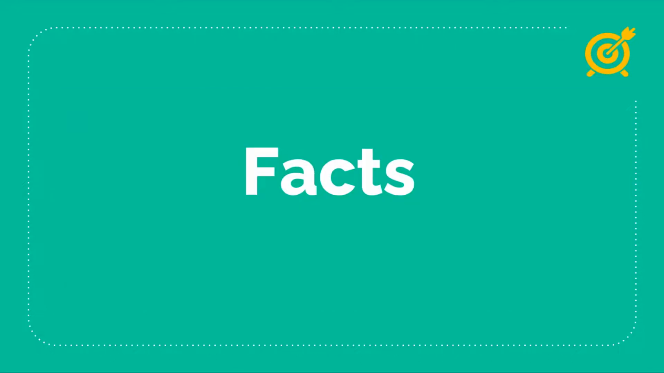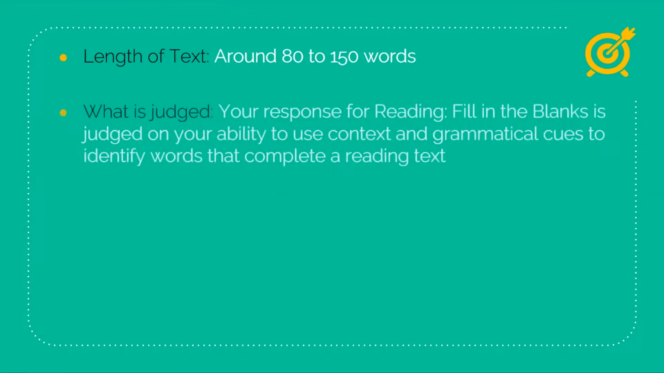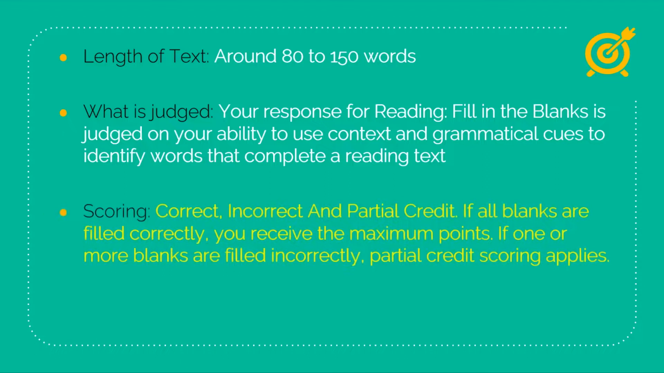Facts. The length of the text passage is around 80 to 150 words, and this task judges your ability to use context and grammatical cues to identify words that complete a reading text. Each correct answer will give you 1 mark, and since there is no negative marking, even if you select wrong answers, you still get marks for the correct ones, which means partial credit applies.